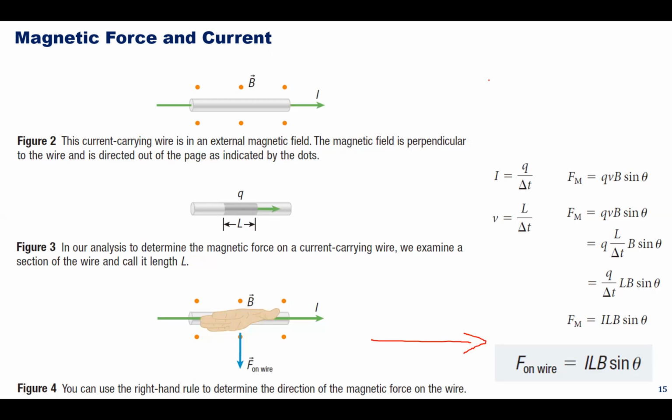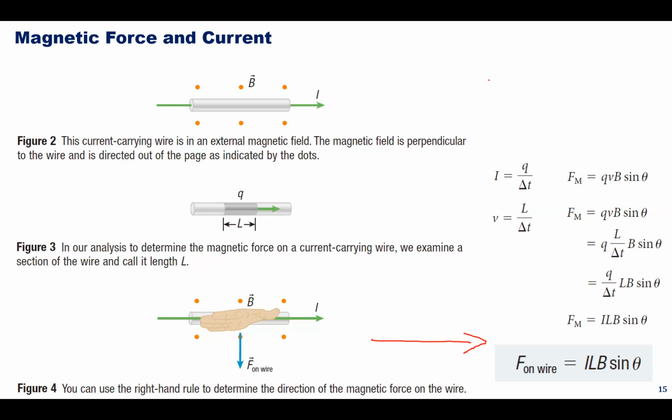The magnetic force on the moving charge is really force on the wire. So we can rewrite the equation to express this relationship explicitly. F on wire equals ILB times sine theta, where theta represents the angle between I and the magnetic field B.